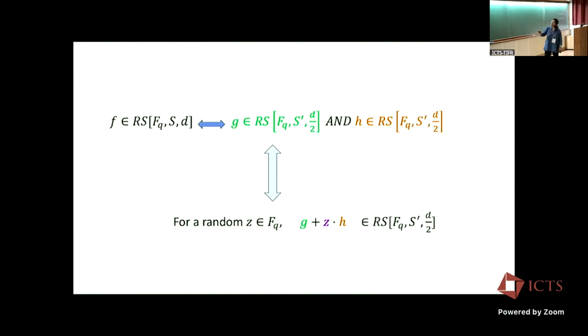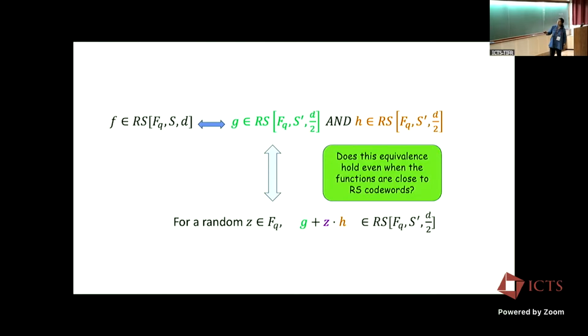But then we took these two functions G and H, and we took a random linear combination of G and H with this random seed Z. And now it's not hard to see that if G and H are purely Reed-Solomon code words, then G plus ZH is also a Reed-Solomon code word. It's just a random linear combination of two Reed-Solomon code words. That's a Reed-Solomon code word.